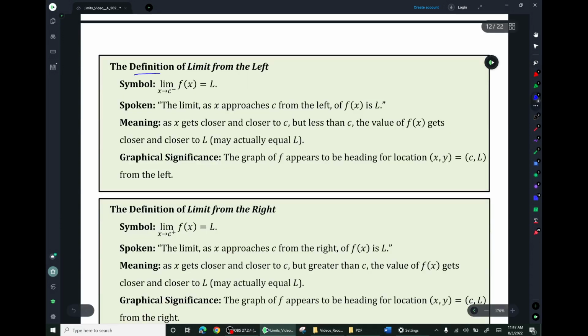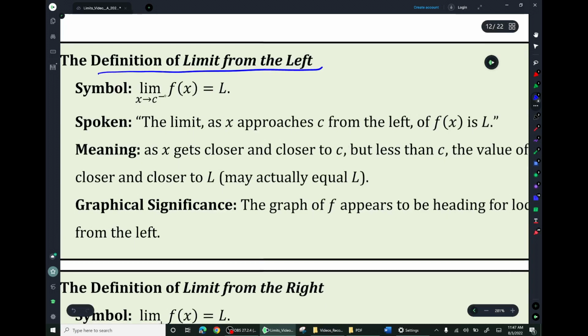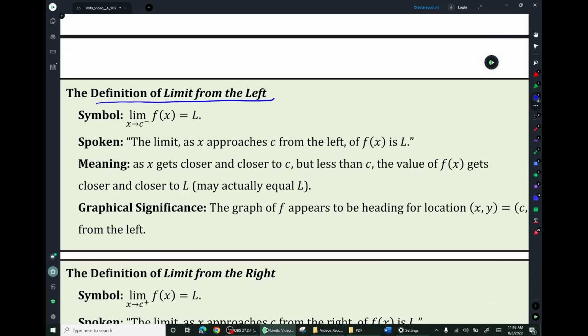The definition of limit from the left, first the symbol. The symbol looks very much like the regular limit symbol. There's just an additional feature. There's a superscript minus sign on that letter C. So this symbol is spoken, the limit as x approaches C from the left of f of x is L. So this superscript minus sign shows up in the way you speak it by just there being this extra phrase in the spoken version. What does that symbol mean?